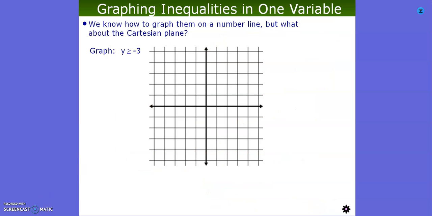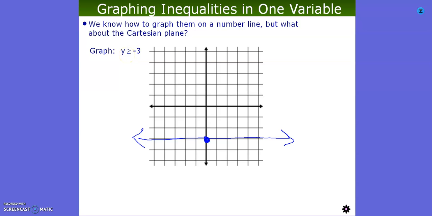Let's take a look at this next one. It says y is greater than or equal to -3. All right, so if we remembered graphing, on our number line, we go to -3, put a dot, and then we're going to cross that. So I'm going to go ahead and use a solid line here because of that greater than or equal to symbol.